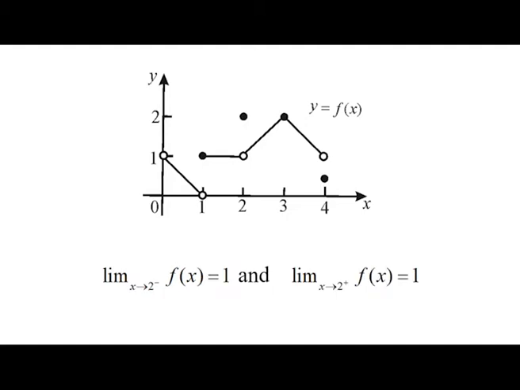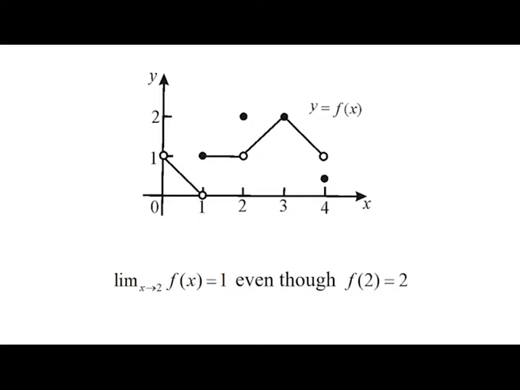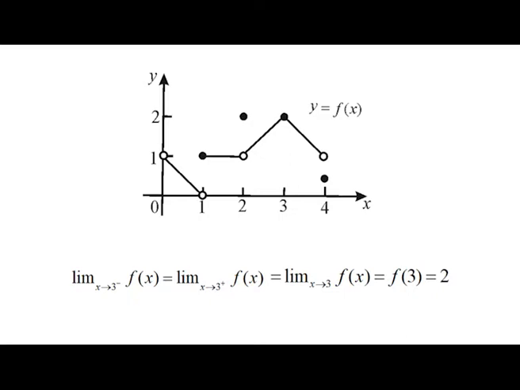Also, limit of f of x as x approaches 2 from left is 1 and limit of f of x as x approaches 2 from right is 1. Thus, limit of f of x as x approaches 2 is 1, even though f of 2 equal to 2. It can be observed that limit of f of x as x approaches 3 from left equal to limit of f of x as x approaches 3 from right equal to limit of f of x as x approaches 3 equal to f of 3 equal to 2.